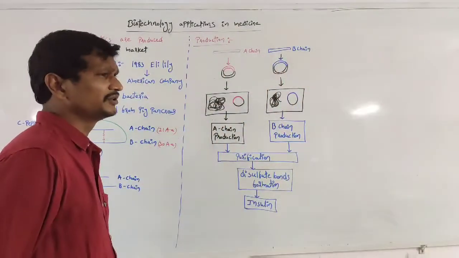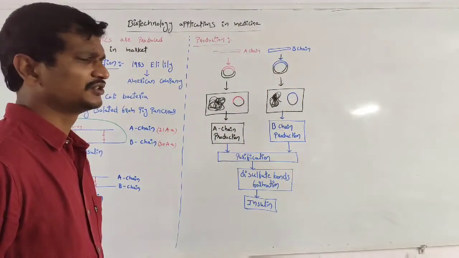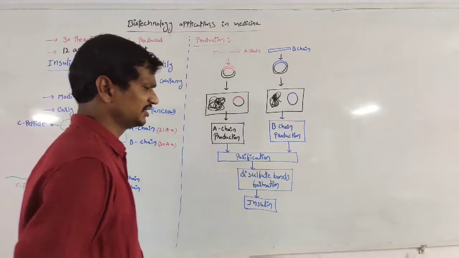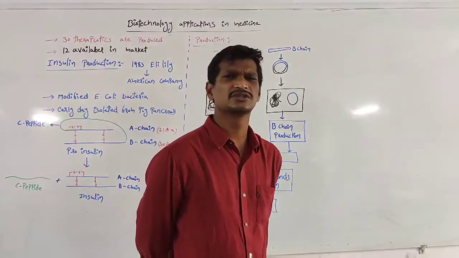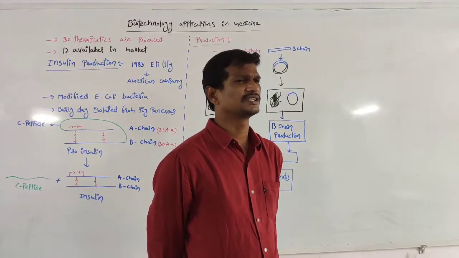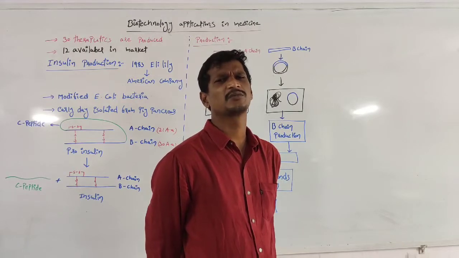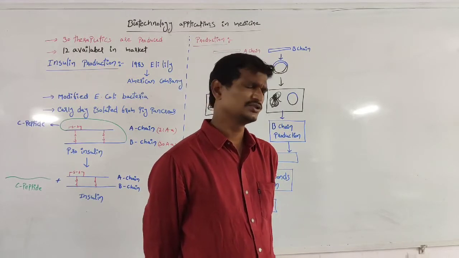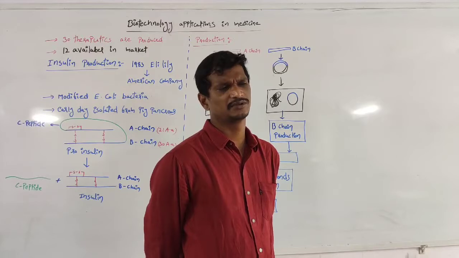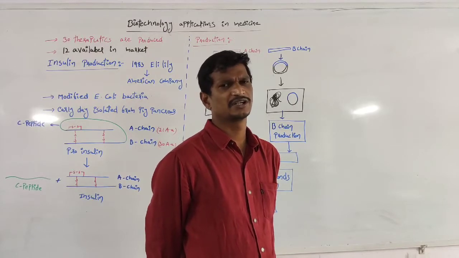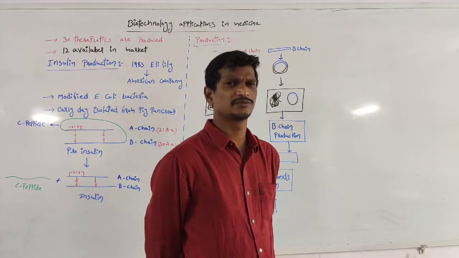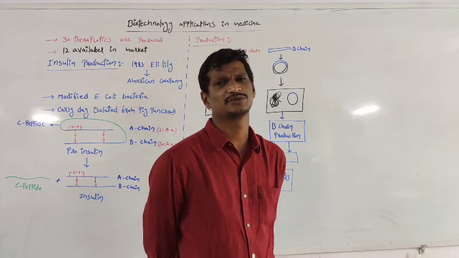And the very well-known concept is insulin production. The very first one is insulin production. Not only insulin, there is interferon production, and different types of hormones are produced. So several types of products related to medicine are produced by biotechnology.